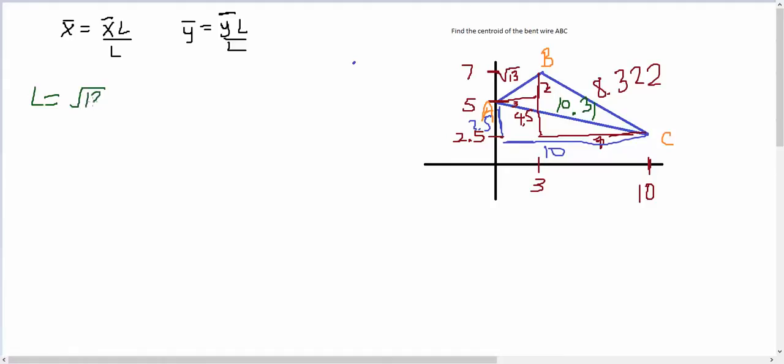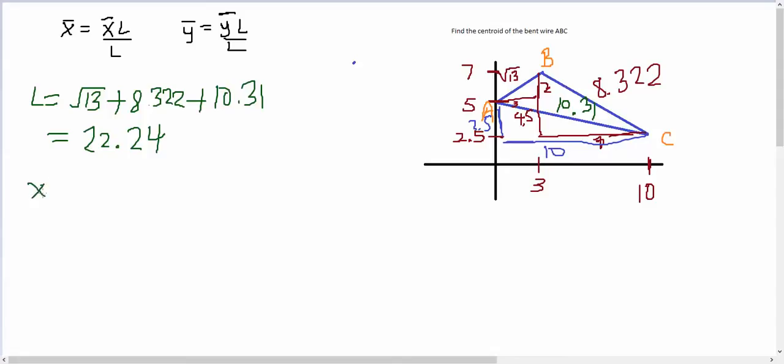Square root of 13 plus 8.312 plus 10.31. So this adds up to, let's see, 22.24 actually. Now for the x bar, this means we'll multiply each one of the lines by its x centroid multiplied by the length of the line.